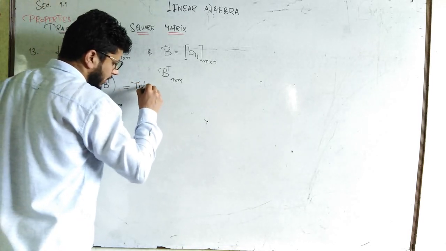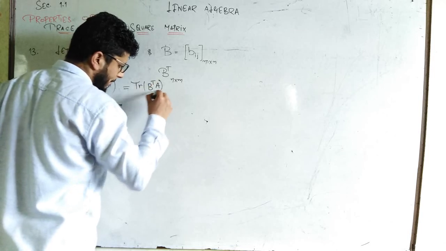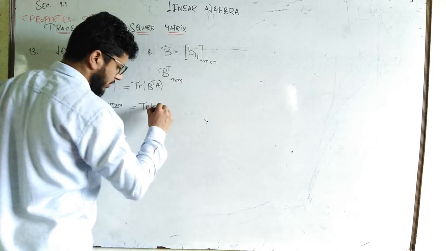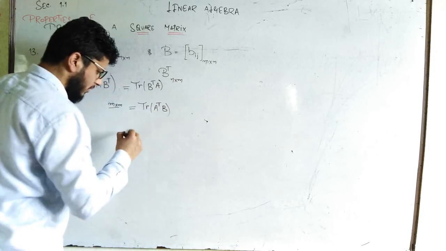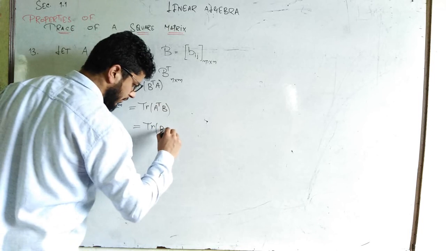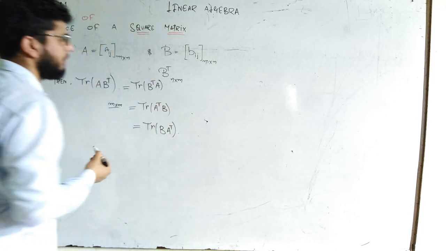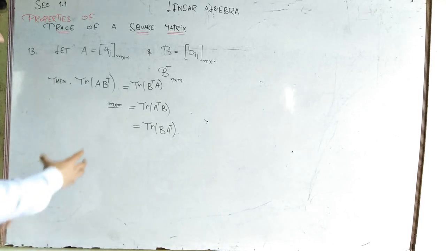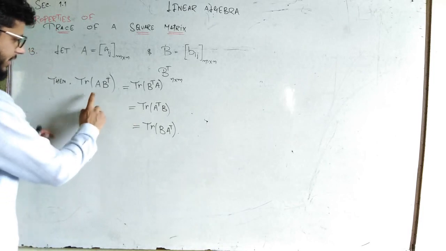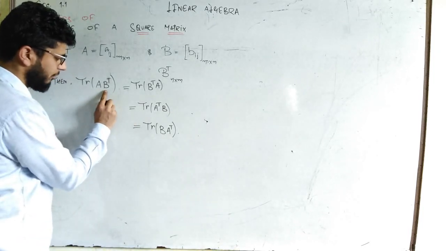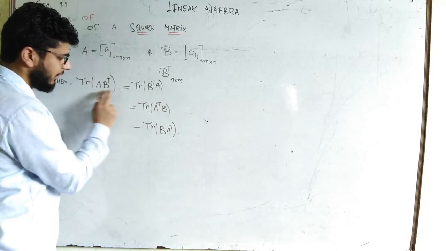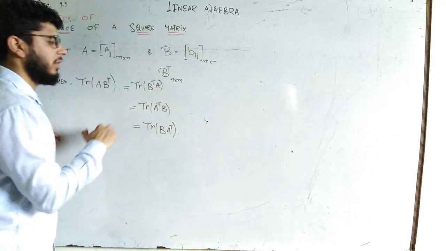Okay. Now this is equal to trace of B transpose A, which is equal to trace of A transpose B, which is equal to trace of B A transpose. Now there is no complexity in this, right? You can clearly see it's A B transpose, matrix A and then B transpose. Now the property is trace of AB is trace of BA. Okay. That's this.